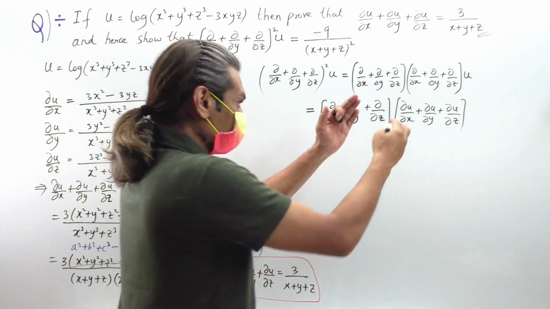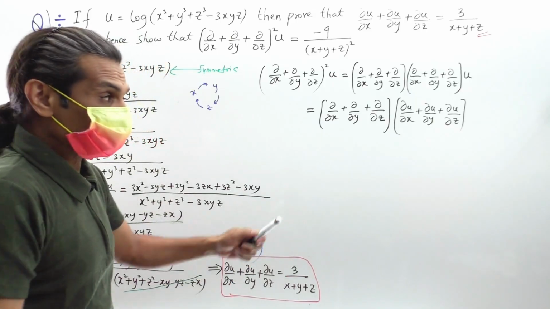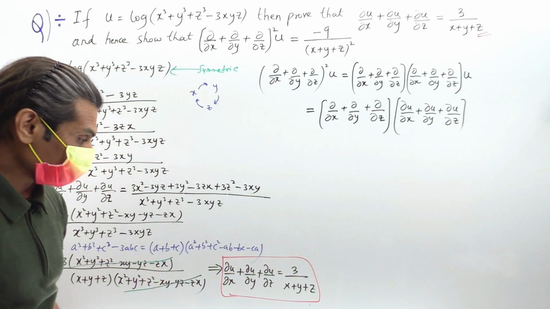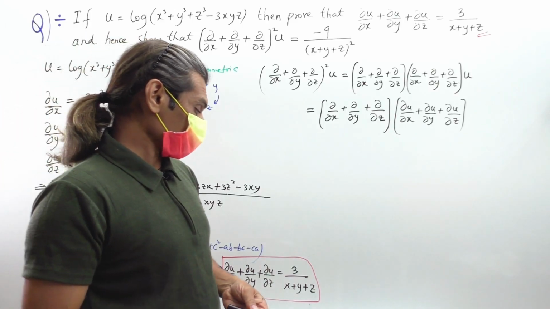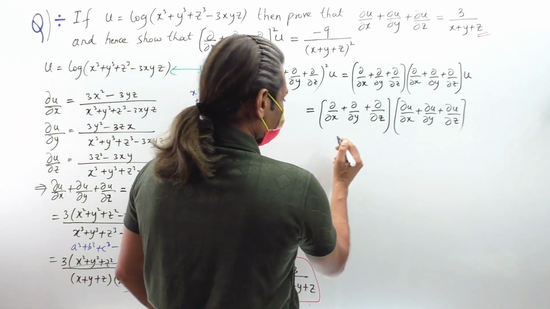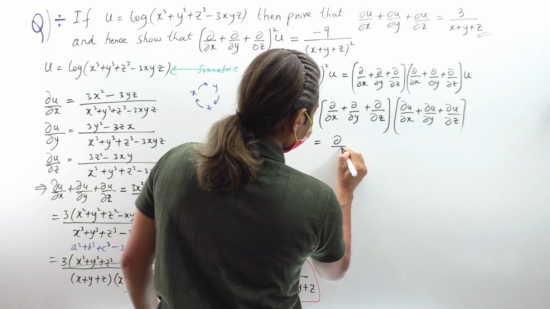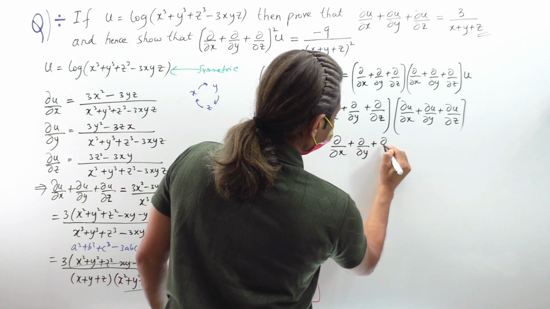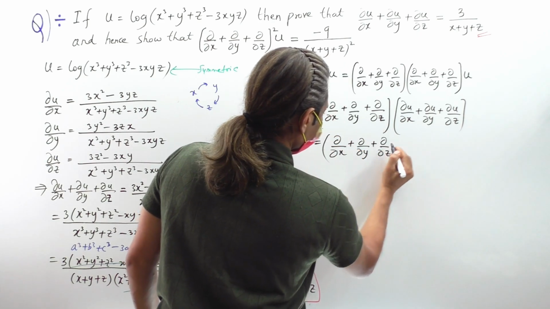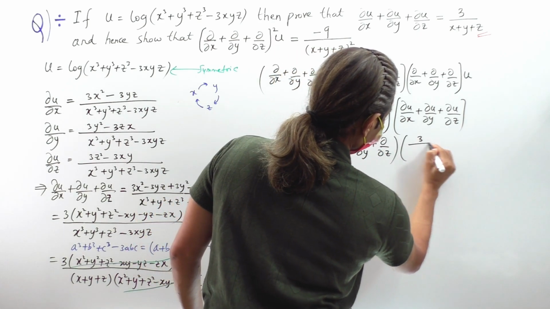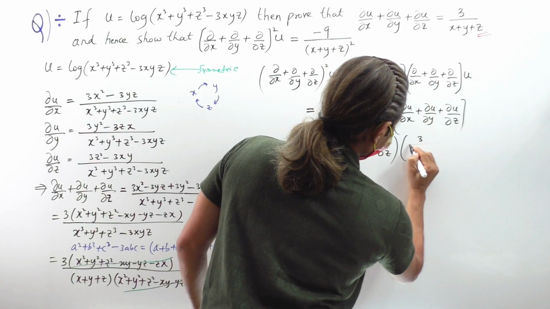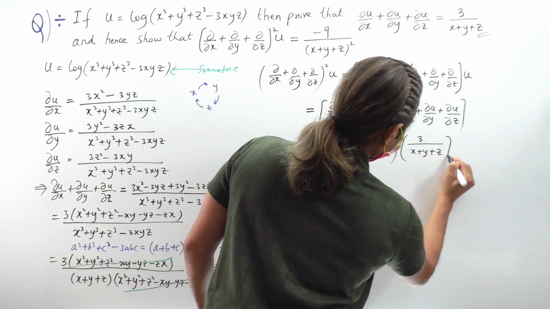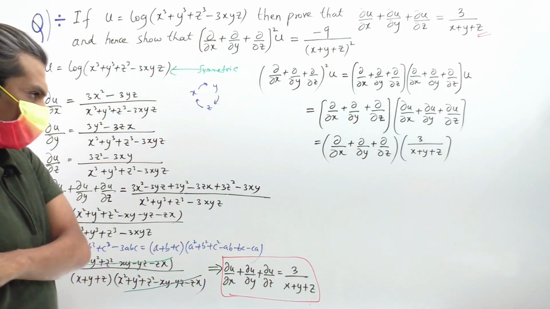Now, when I take it inside, you know the value of this. What's the value of this? ∂u/∂x + ∂u/∂y + ∂u/∂z is equal to 3/(x+y+z). That's it. So this will be now again (∂/∂x + ∂/∂y + ∂/∂z) into 3 divided by (x+y+z), which we have obtained from the previous result.